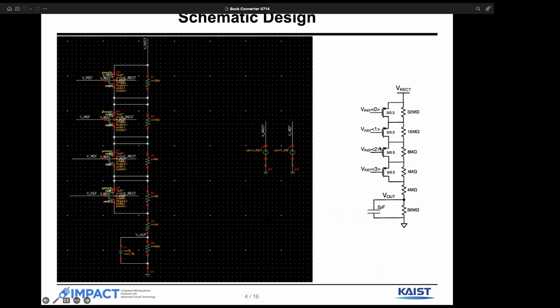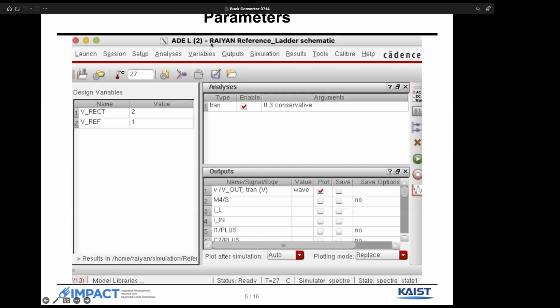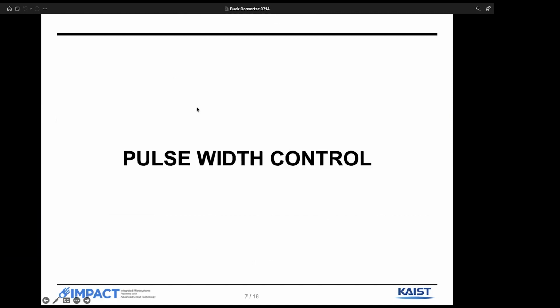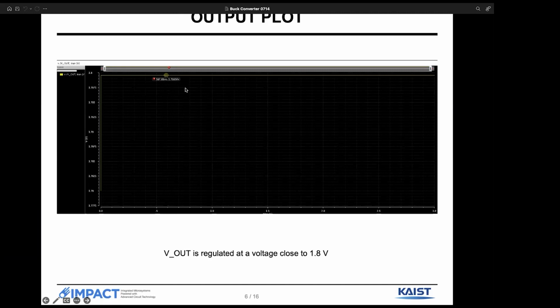So this is my schematic design. I've also included the schematic from the book just for the reference. So here are these two. And these are the parameters that I use for the simulation. So my output is Vout, and these are Vref and Vref. And if we see the output plot right here, Vout is actually pretty close to 1.8 volts, 1.7999.